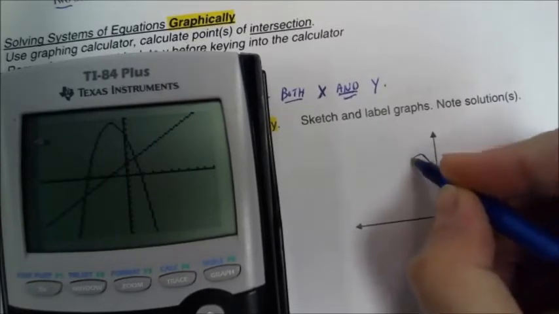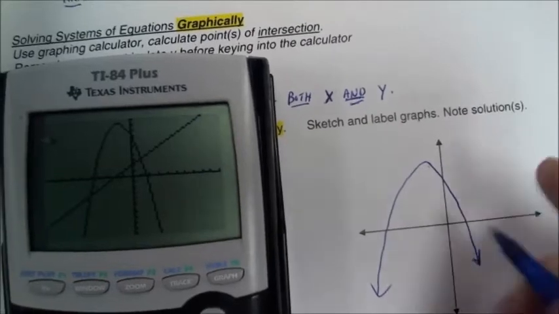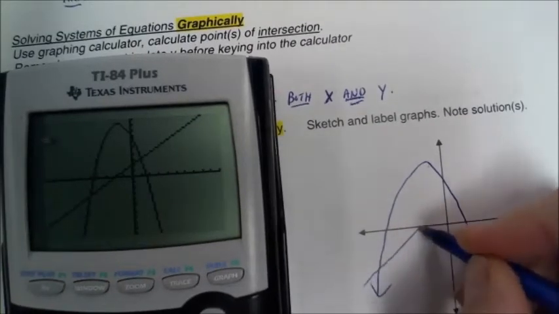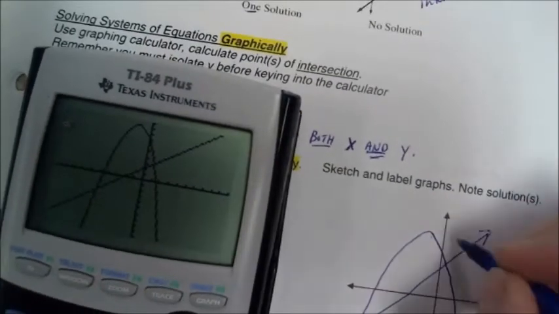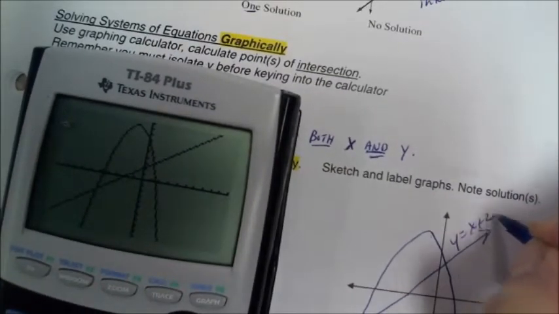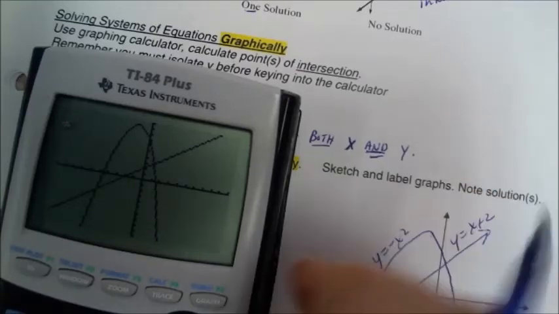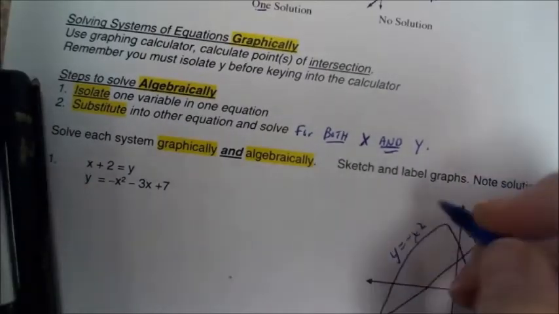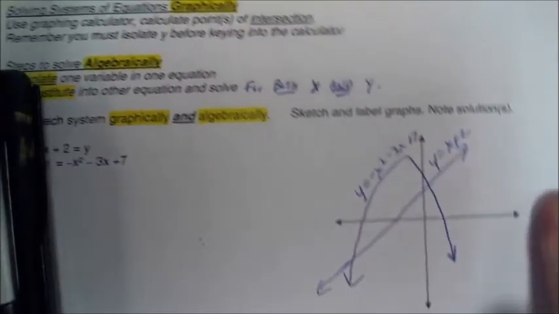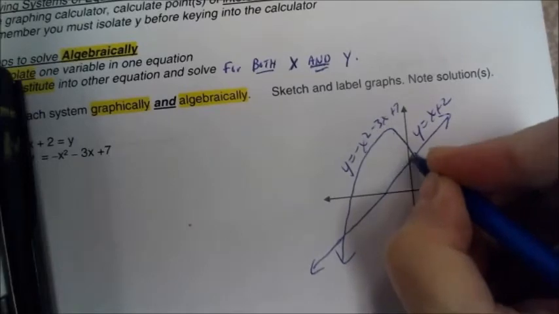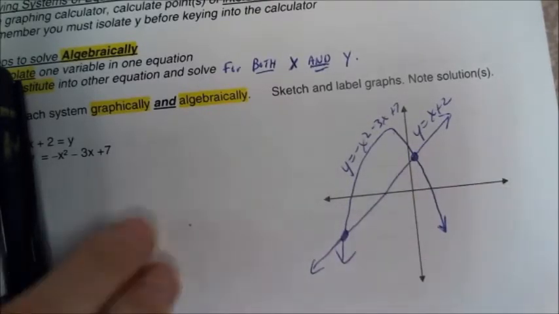This parabola is going to come down like this, and then the line goes up like this. And we're going to label these. Y equals x plus 2, and the other one, this parabola, is y equals negative x squared, what was the rest of it, minus 3x plus 7. So we have two graphs, and then these 2 points of intersection are the solutions. So let's darken the spots where they cross over each other.